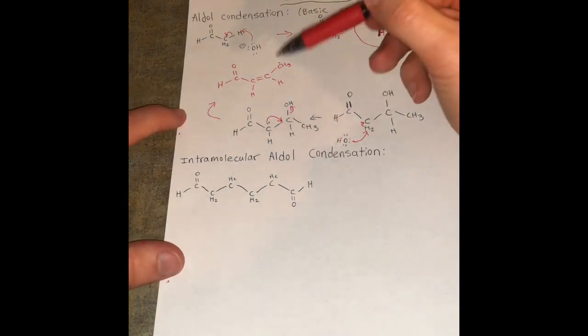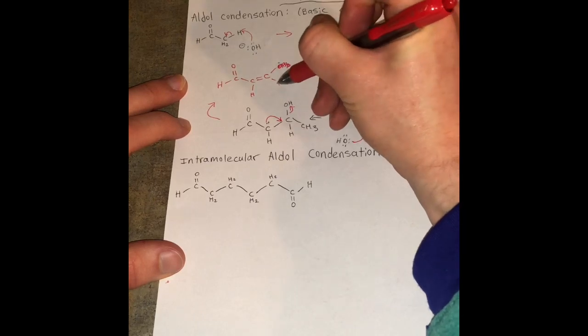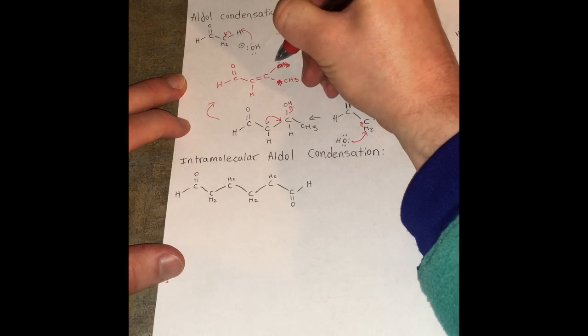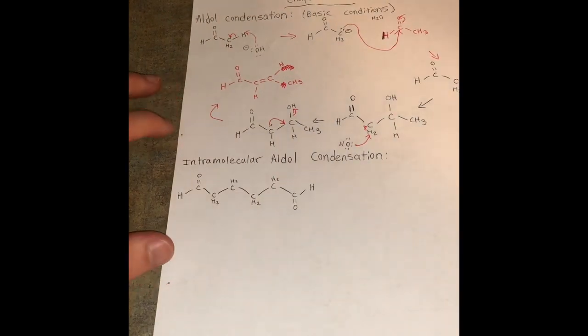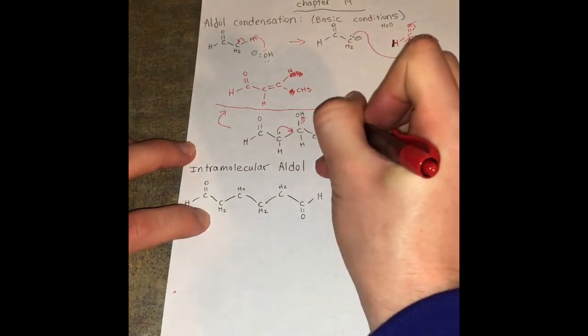Okay, now I have drawn the cis form here, but this is more likely to be trans because it would be more stable. So how about we just make it trans instead? So this is your aldol condensation product.